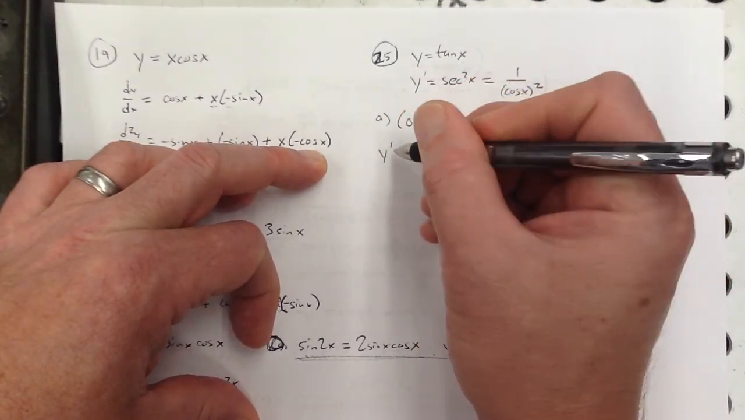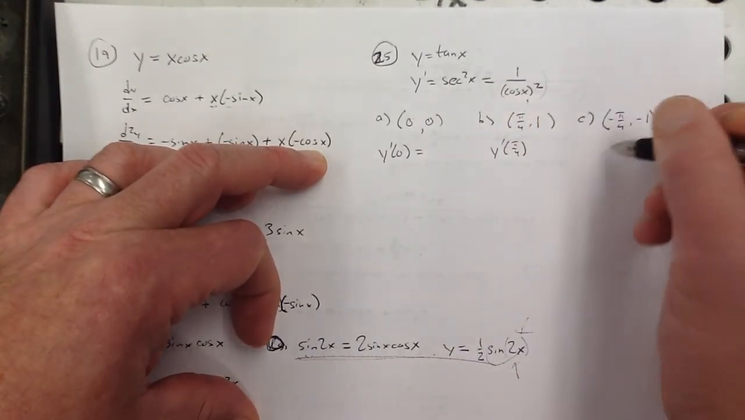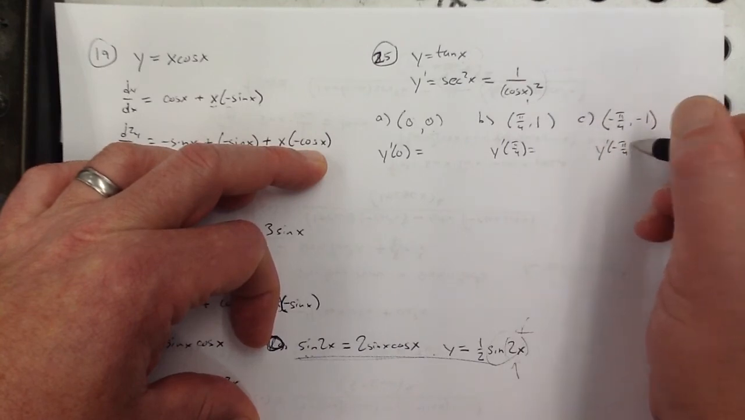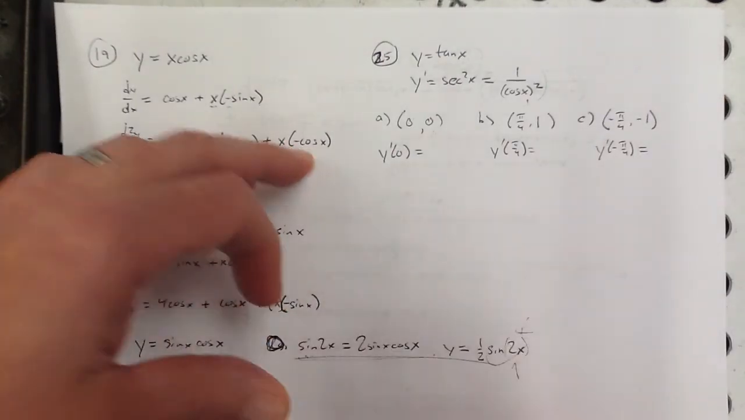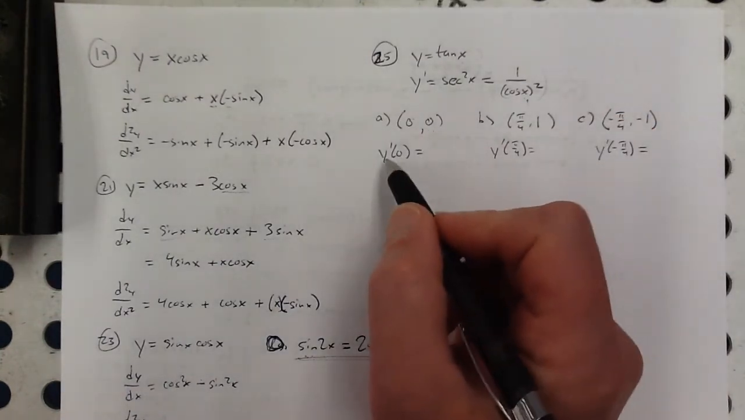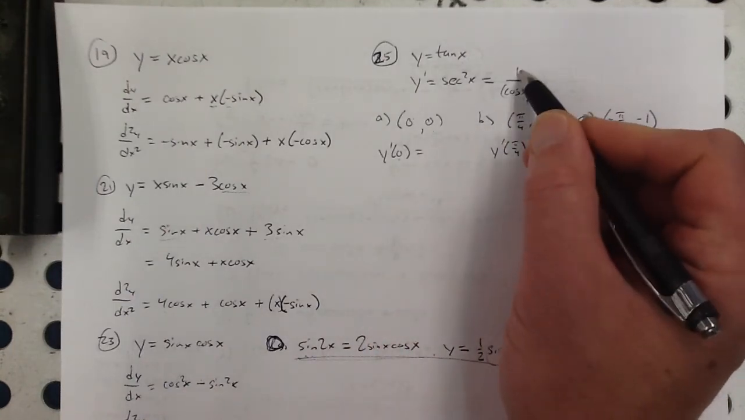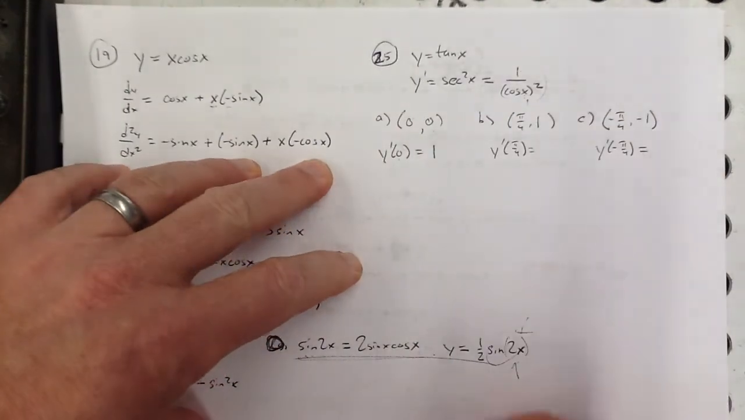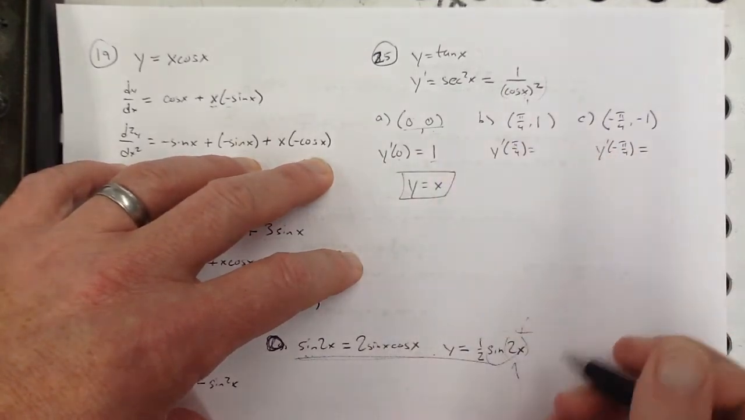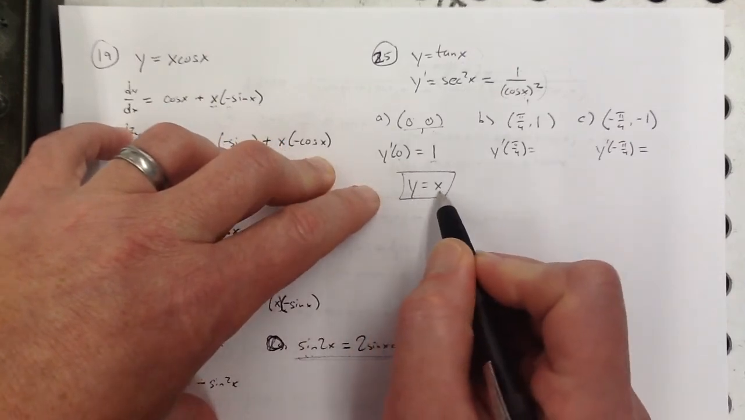Now I need to find the slope, so that's y prime of 0, y prime of pi over 4, and y prime of negative pi over 4. So how am I going to approach this? I'm going to find the cosine value, then square it, and then flip it over. The cosine of 0 is 1, and 1 squared is 1, and when you flip that over, it's still 1. So what line is this that goes through the origin and has a slope of 1? It's just the identity. This line is sometimes called the identity because whatever you put in, you get the same thing out.